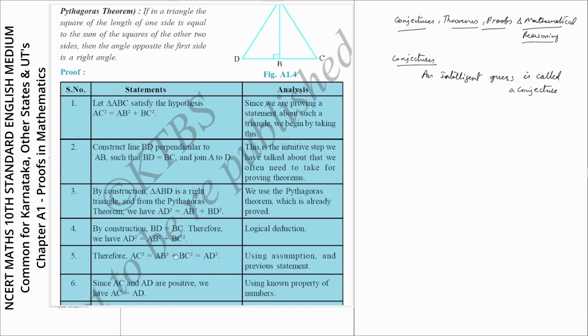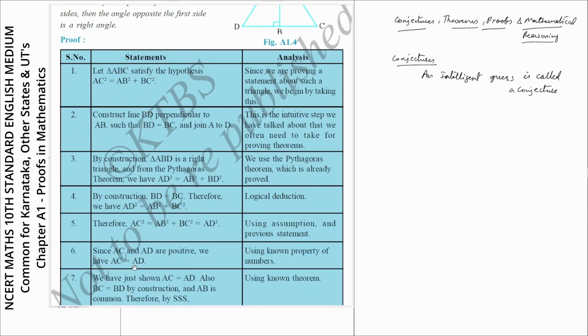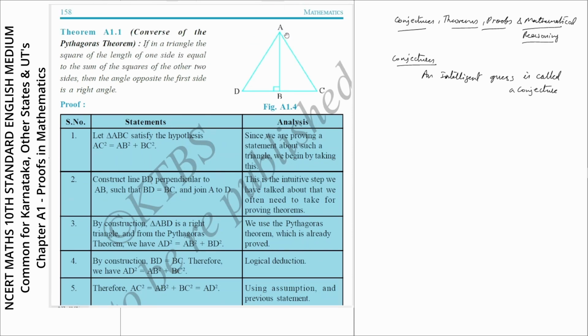So that means AD is equal to AC. Now in these two triangles ABC and ADB, we came to know that AD is equal to AC, and BD is equal to BC, and AB is a common side for both the triangles. Therefore these two triangles are congruent to one another. If these two triangles are congruent, then the corresponding angles are also equal. That means angle ABD should be equal to angle ABC.